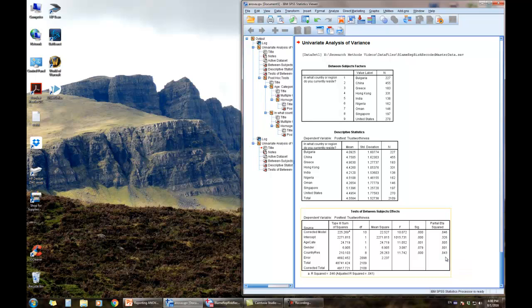Now, what about our covariates? Did age and gender influence our test? So age, we already knew that one was the case, the 0.001. However, gender was not significant.